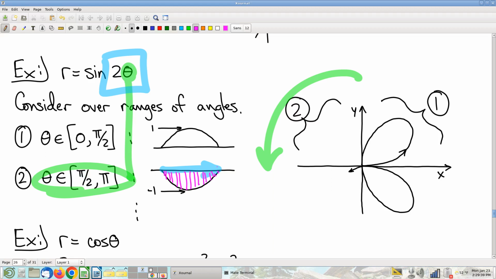And so now this one's a little harder to draw. Keep in mind we're going to be looking at angles that are like that, right? And to those angles, we're going to be looking at negative values of r, so we're going to be going backwards.